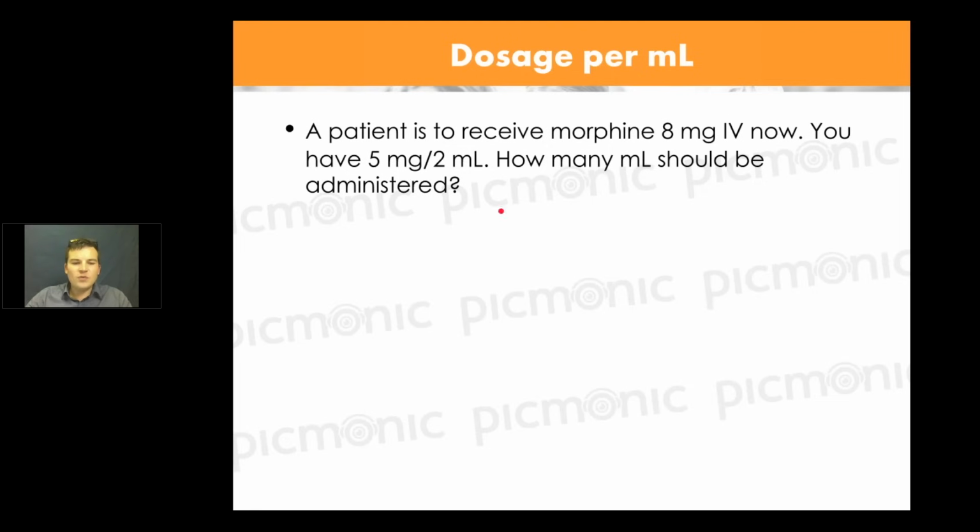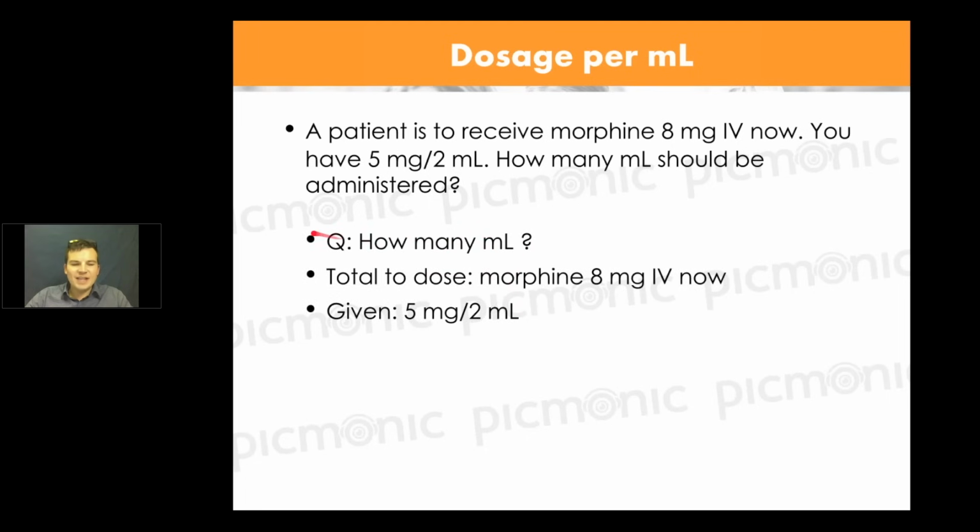We know we have to run through the scenario. So how many milliliters? That's the question. How many milliliters do you need to give? Well, what is the ultimate result we need to give? We need to give 8 milligrams. So the question is, how many milliliters do we need to give to get to 8 milligrams? Milligrams, milliliters. Oh my goodness, it gets so confusing.